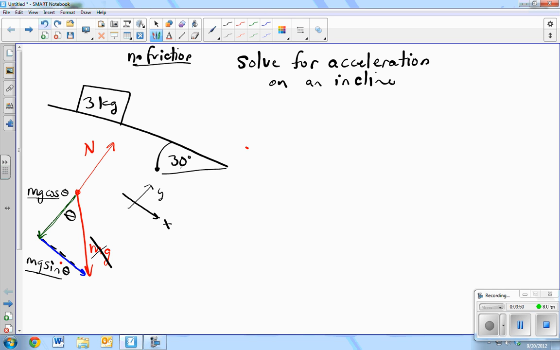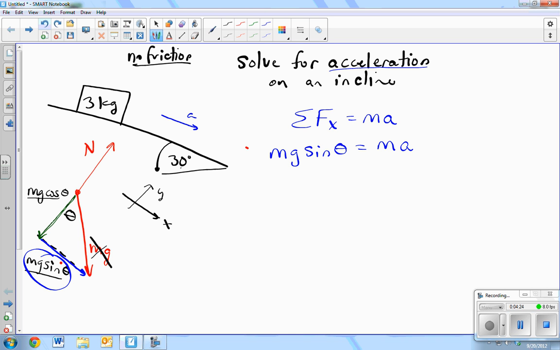All right, now that we've broken down the angle, what do we do? Sum the forces in the x or the y direction. In the x. Our acceleration is going down the plane in the x, so since we're solving for acceleration, let's do that. What forces do we have in the x direction? All we have is just the one component of gravity. mg sine theta equals ma.